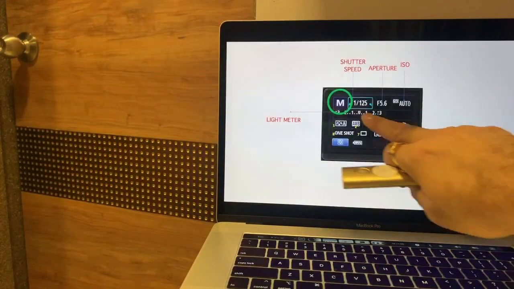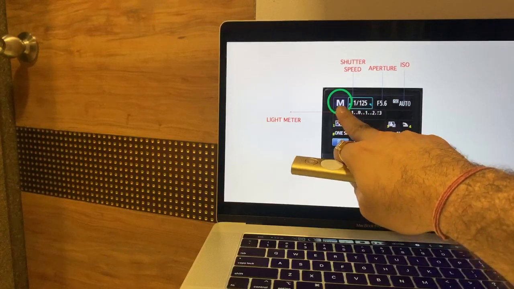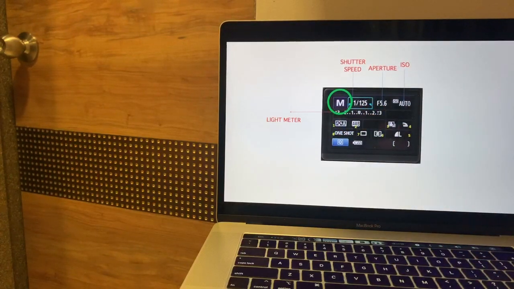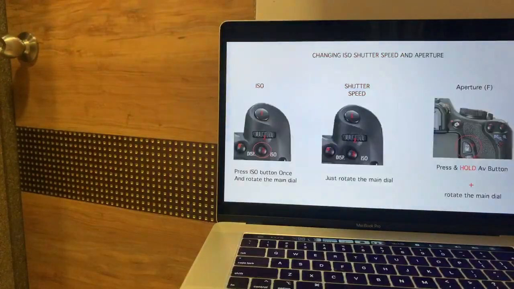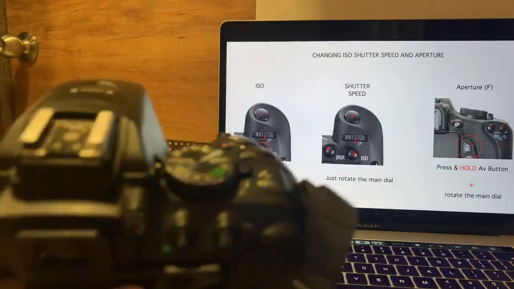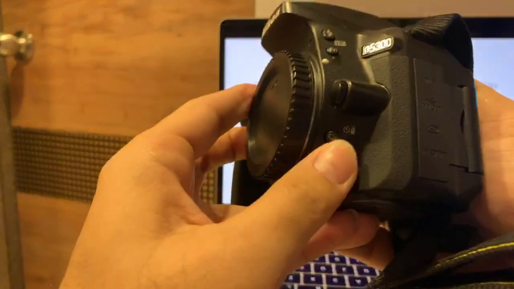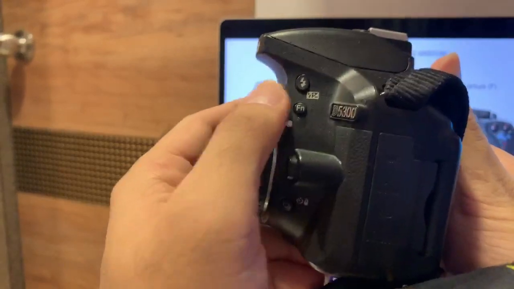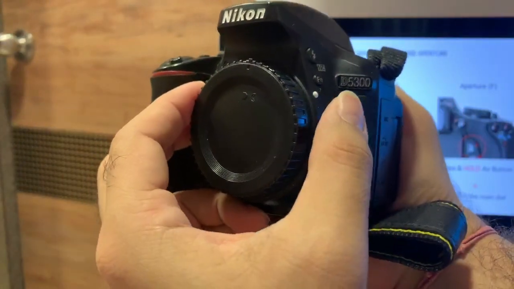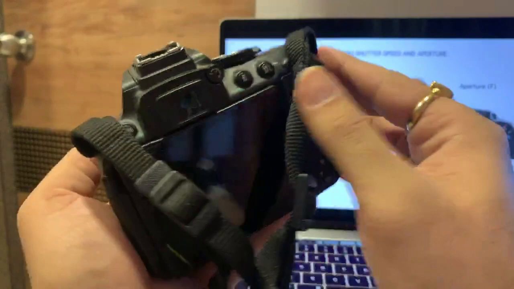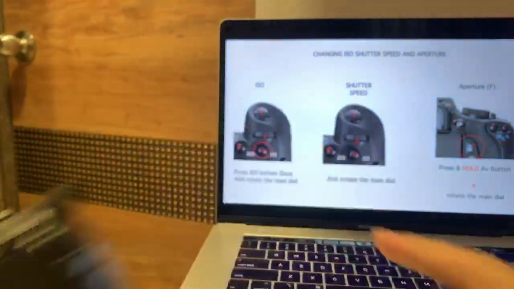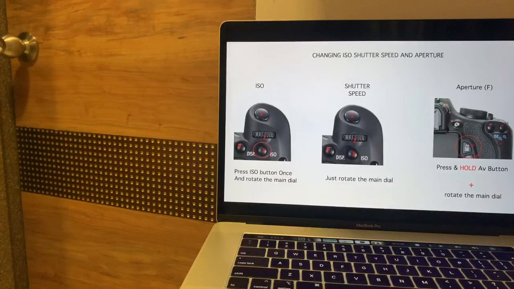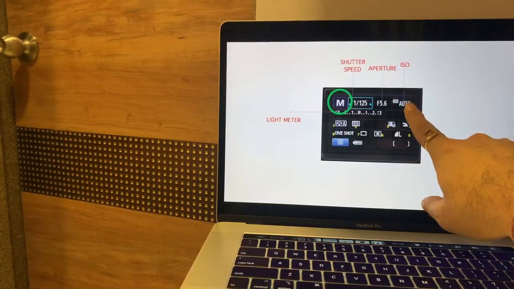In the sense, this fraction will change, provided you are on manual mode. Let us take it for granted that we are on manual mode right now. So if you rotate this dial in Nikon, your shutter speed will change, right? If you want to change your ISO, you have something called an FN button on Nikon, on the front side of the camera. You just have to press and hold this. Don't leave this button, and rotate the main dial simultaneously. Your ISO will change, which is this one.